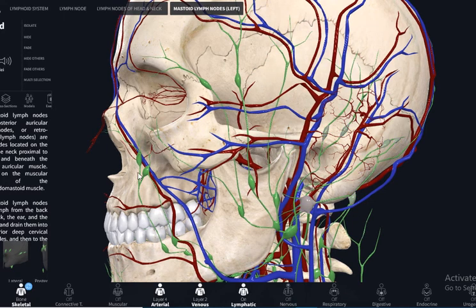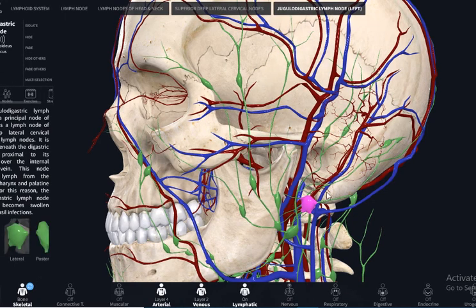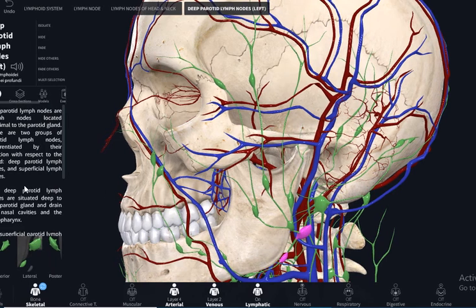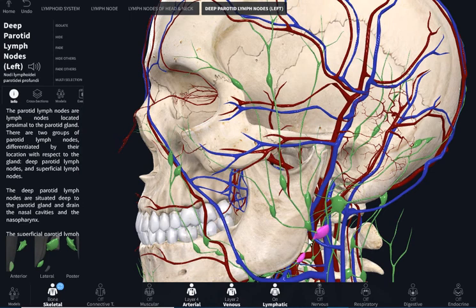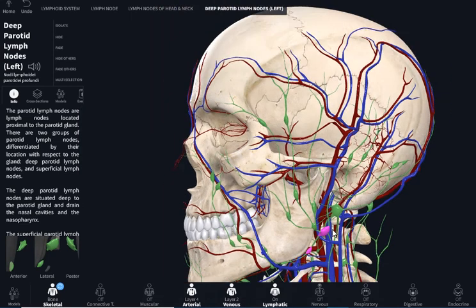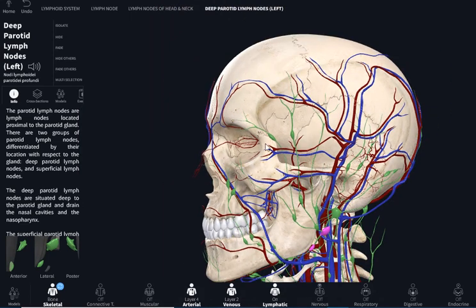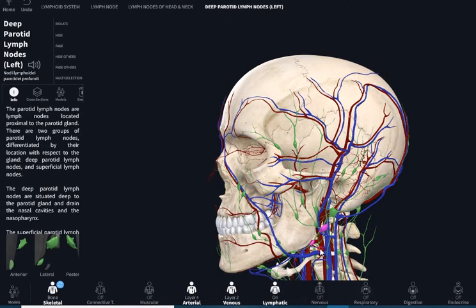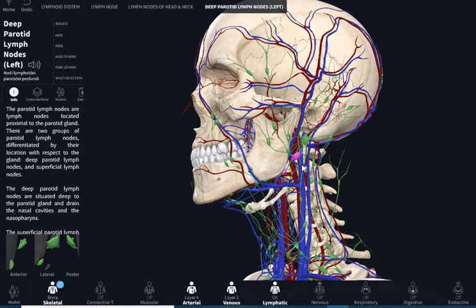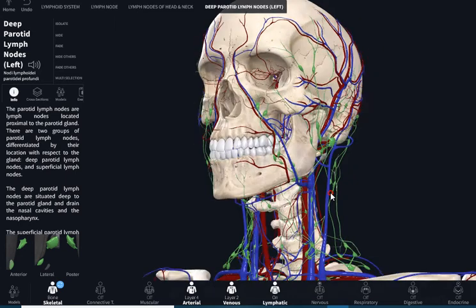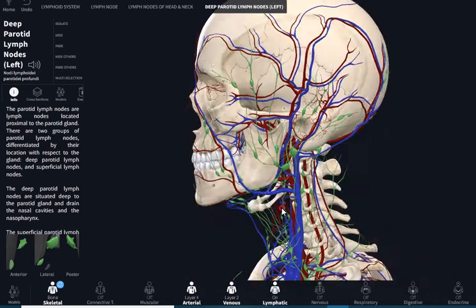At this position here, you have the jugulo-digastric lymph node. Here you have the deep parotid lymph nodes. Now all this drainage of the head is going to enter the deep and superficial cervical lymph nodes. You need to know that they are deep and superficial cervical lymph nodes.